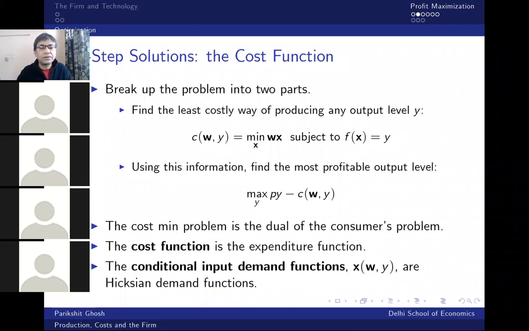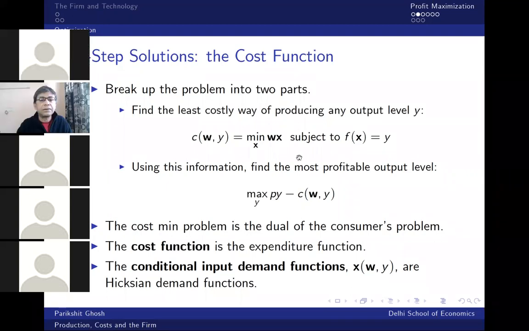Yes, sir, got it. So, sir, the profit maximization problem is completely different and is not linked to the dual. Yeah. Thank you, sir. Is it clear to everyone? Yes, sir. Okay. Very quickly, Kanishk.